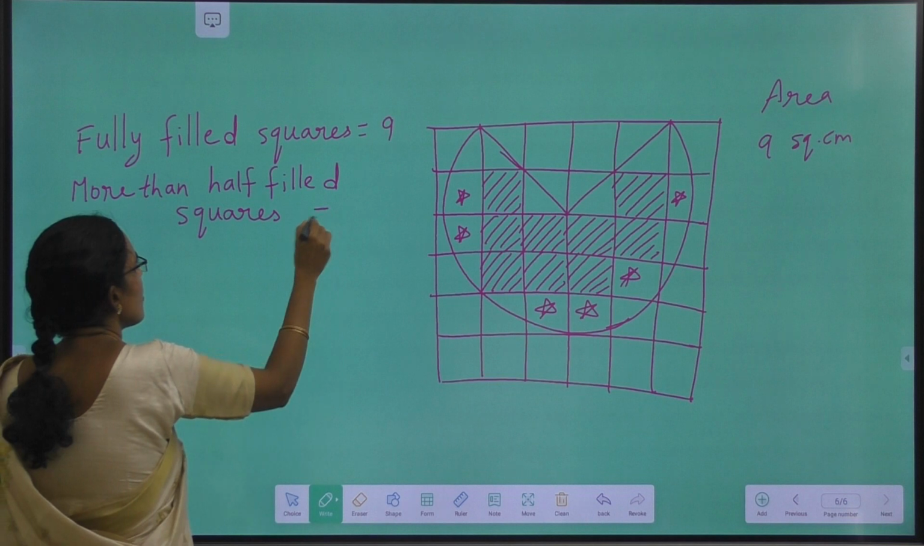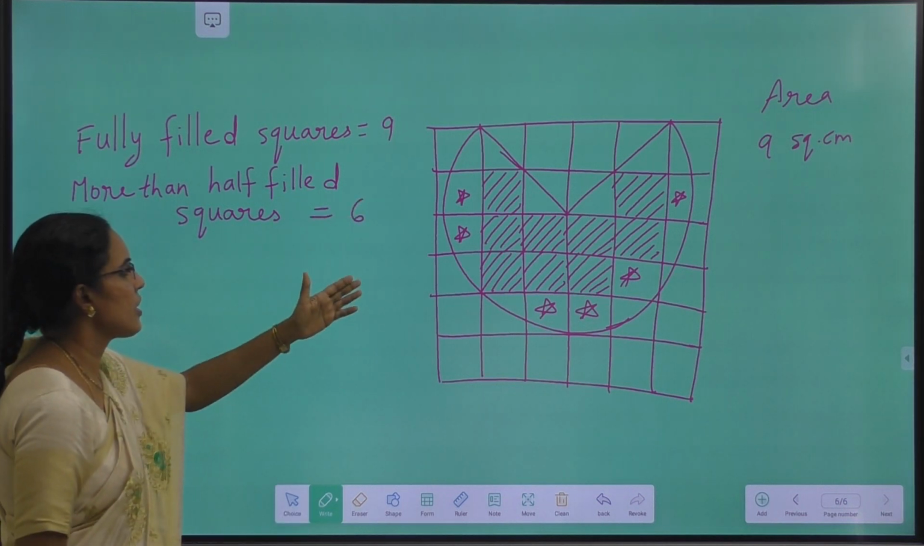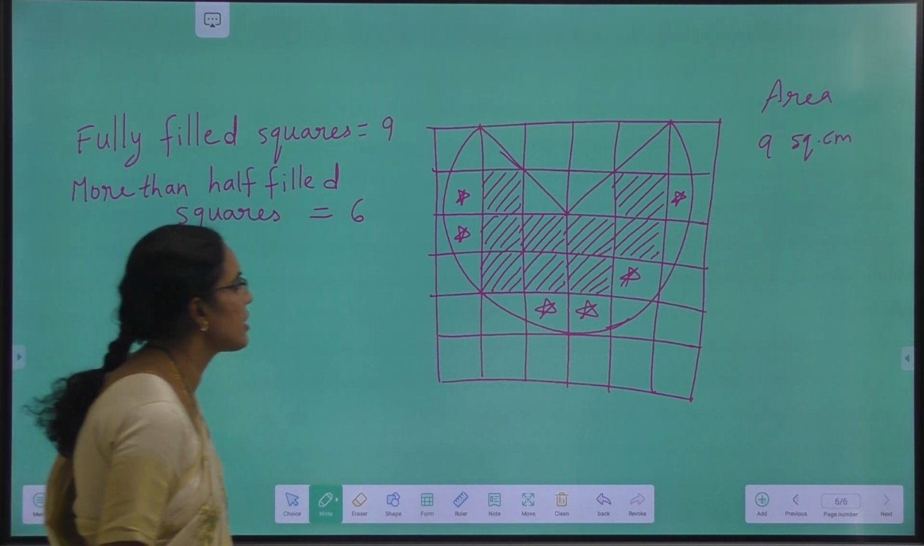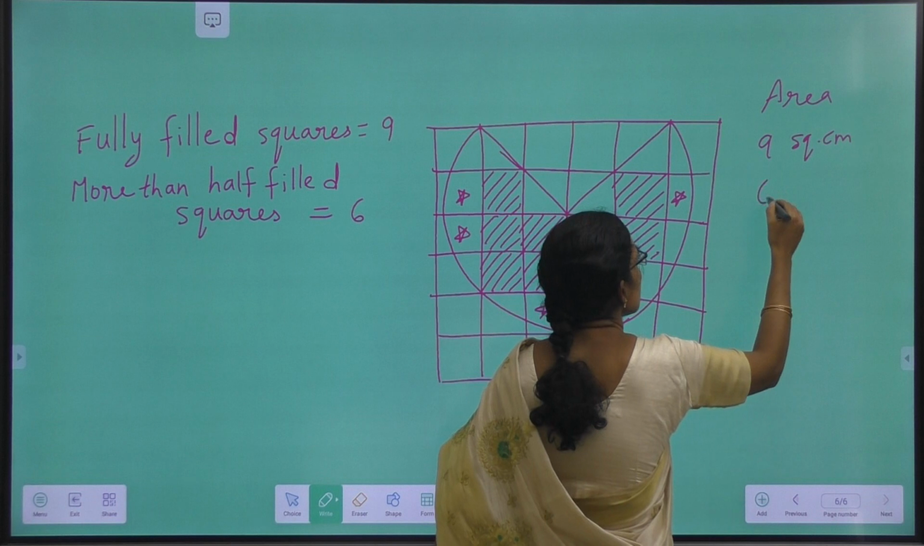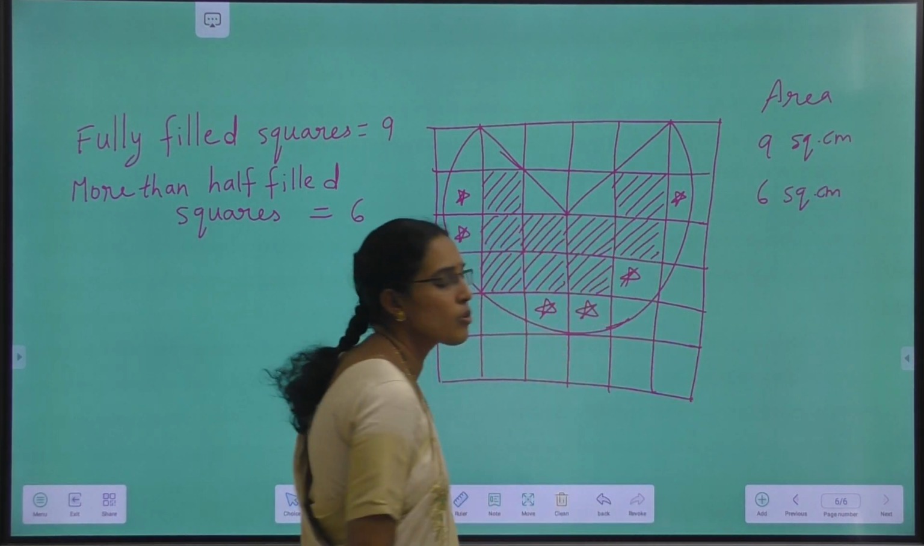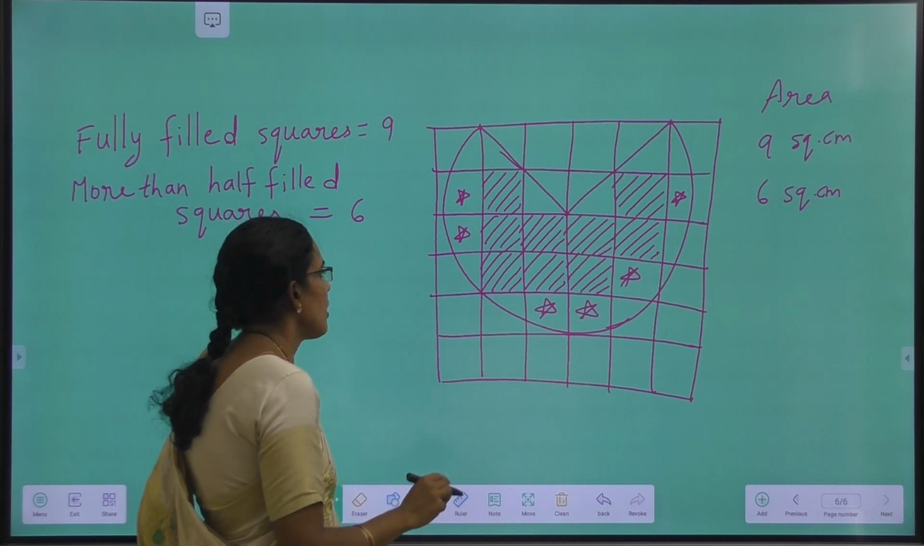How many are we having in this picture? 6. Okay. Fully filled squares, 9 are there. More than half filled, 6 are there. But then also we are taking the area as 6 square centimeters. It is not covered completely. Then you can ask the question, why are we taking 6 square centimeters? Why? Because I will explain now.